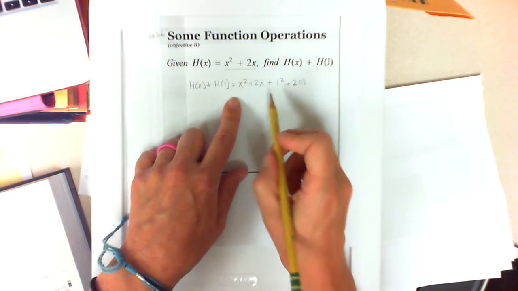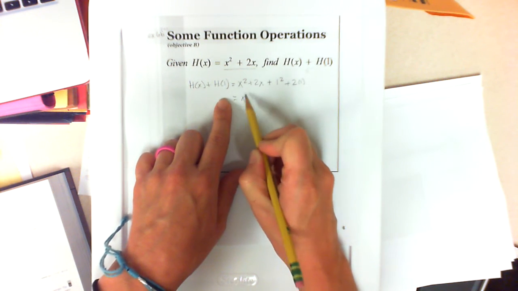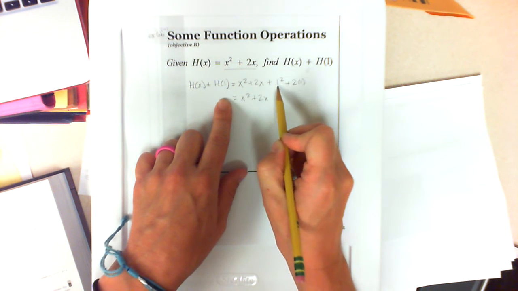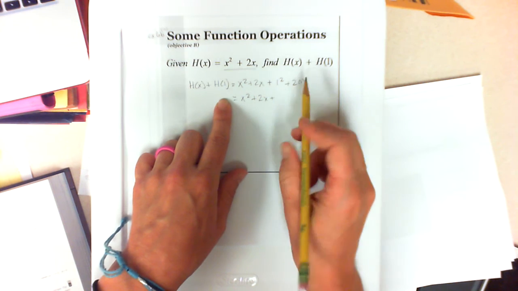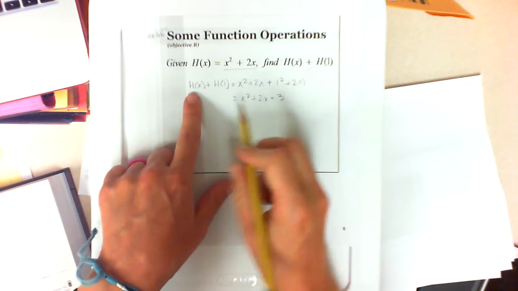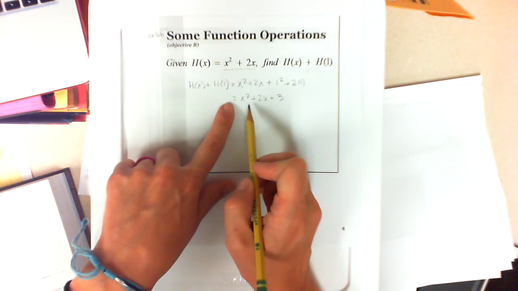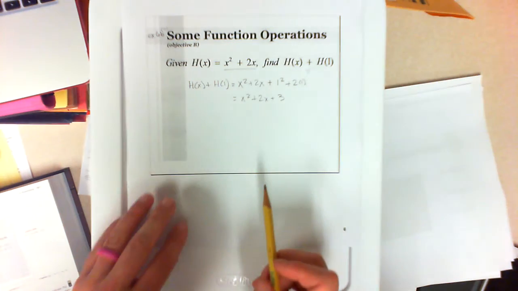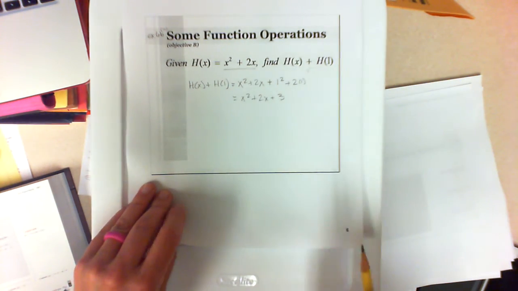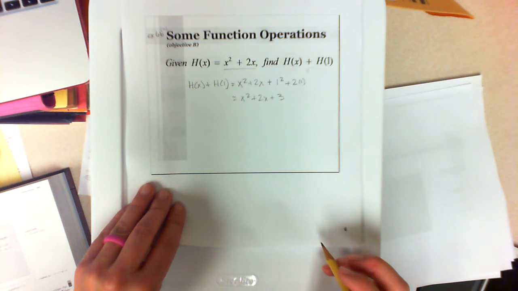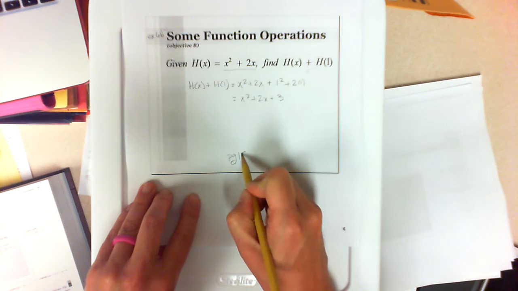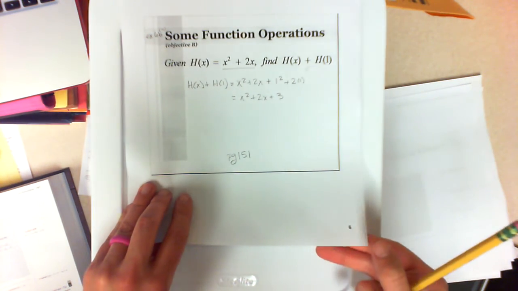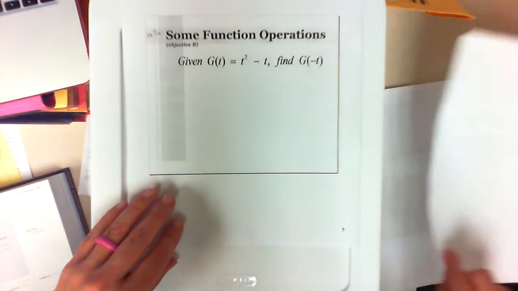Now I can simplify. So I have x squared plus 2x. 1 squared is 1, and 2 times 1 is 2. So 1 plus 2 is 3. So h of x plus h of 1 is x squared plus 2x plus 3. I would encourage you to try example 6, part A on page 151. And that's kind of like the example we did earlier.